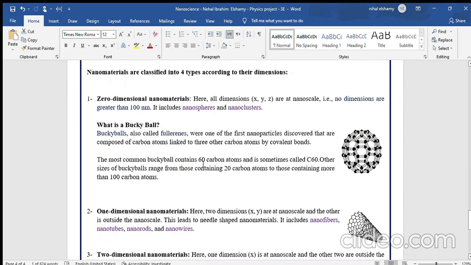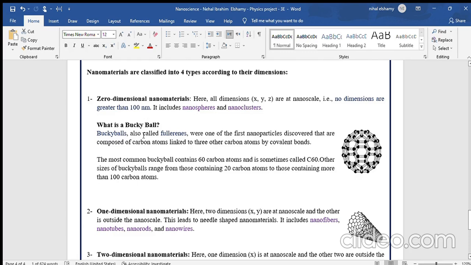The first one is the zero-dimensional nanomaterials. Here, all the dimensions, x, y, and z, are at nanoscale, which means that no dimension is greater than 100 nanometers. This includes nanospheres and nanoclusters. So what is a nanosphere? It is also called a buckyball. What is a buckyball?